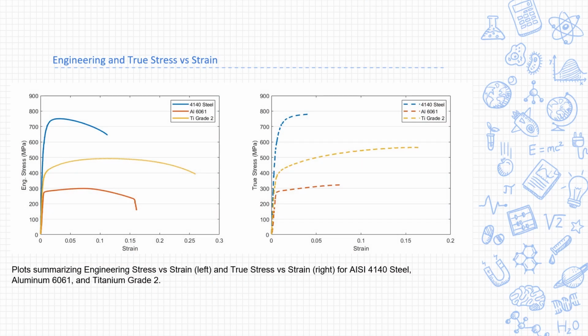Here we have plots showing the stress versus strain curves for each of our 3 materials. On the left we have engineering stress versus strain, which is calculated by dividing the force by the original cross-sectional area of the bar. This provides us a good estimation of the behavior we can expect, however is not fully representative of what's going on. On the right we take into account the instantaneous change in cross-sectional area to compute the true stress versus strain.